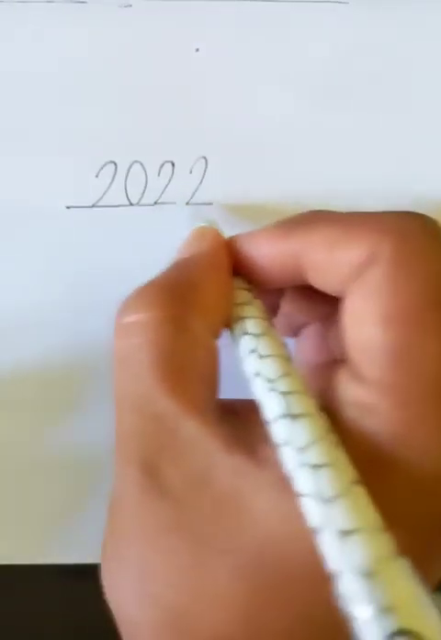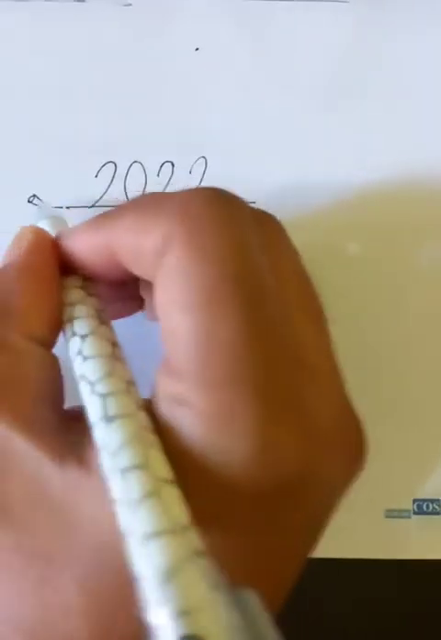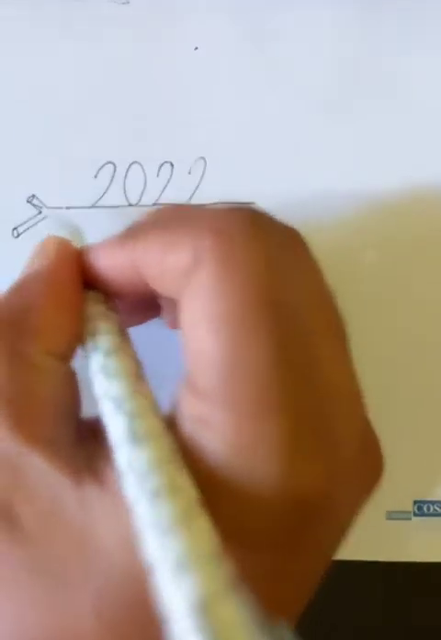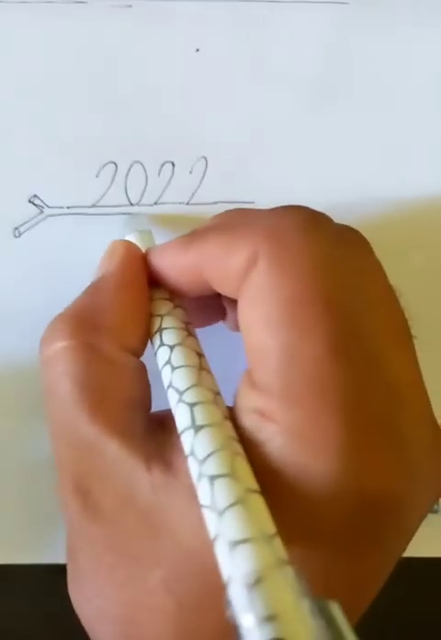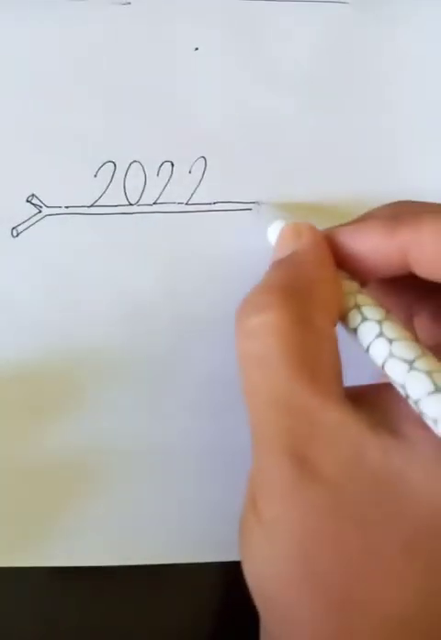Let's connect the bottom of the numbers. This is going to be the branch of a tree, because the birds we are going to draw, they're sitting on this branch.